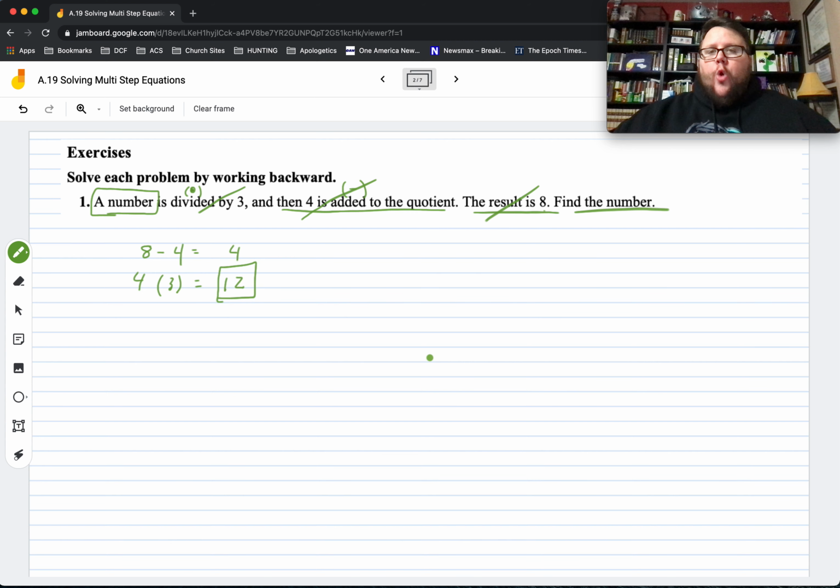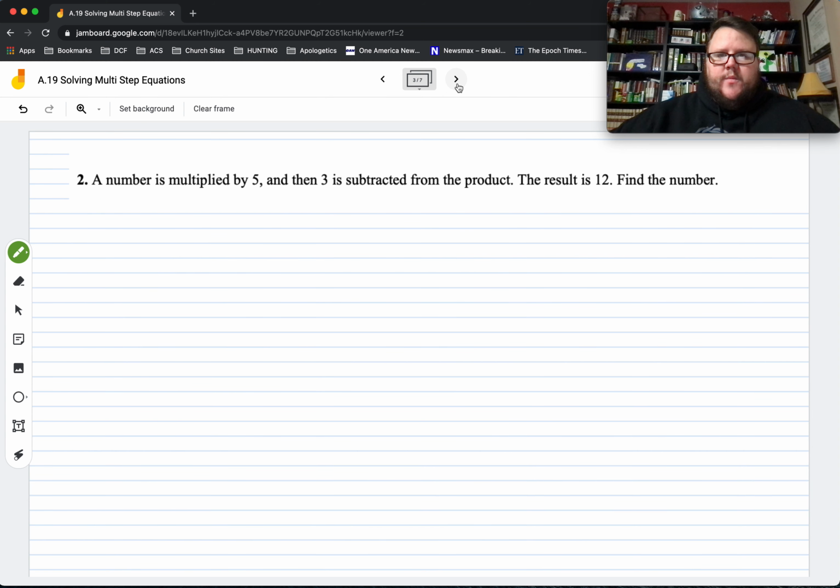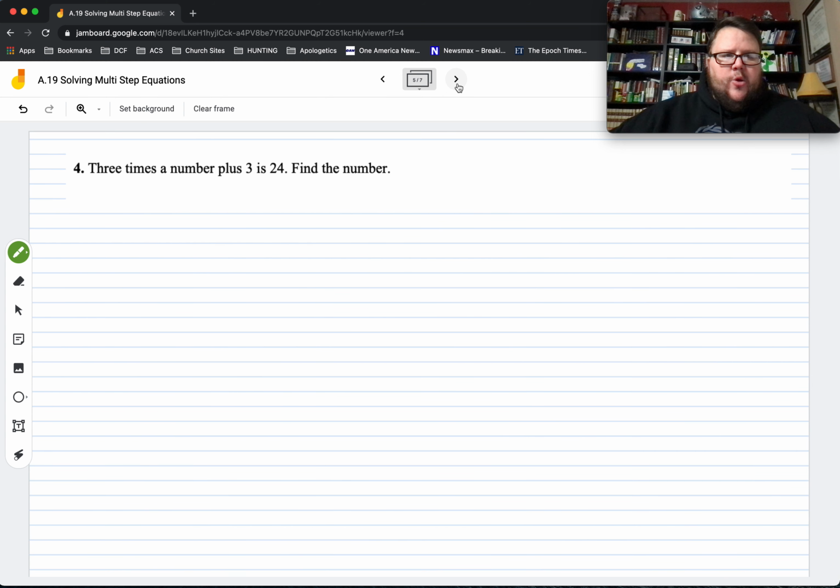And then I'm going to walk it through just to make sure it makes sense. 12 divided by 3 is 4. And then 4 is added. 4 plus 4 is 8. And that was my final result. So that's what we're doing. We're just walking them back. I'm going to let you do those two on your own.